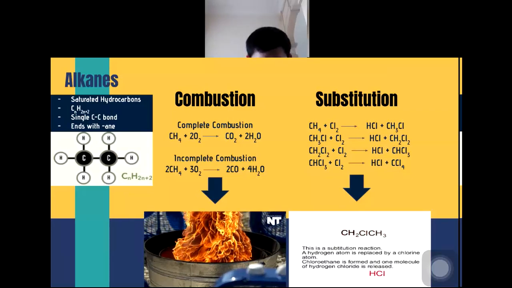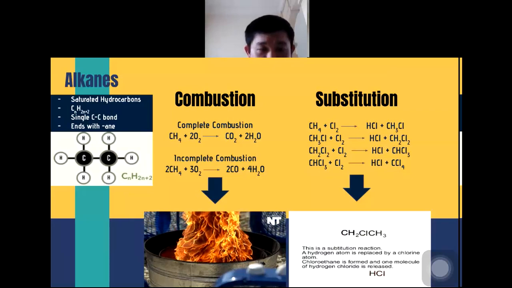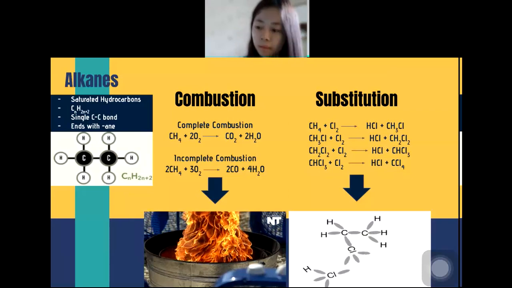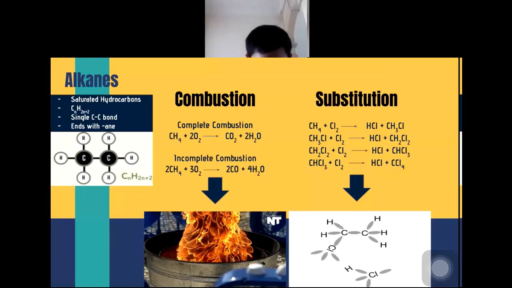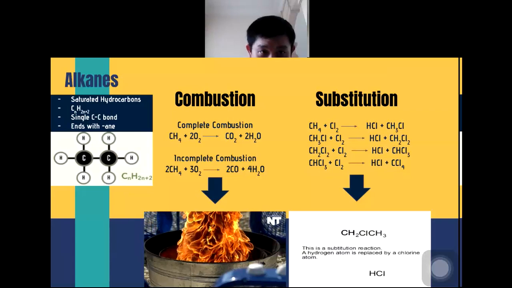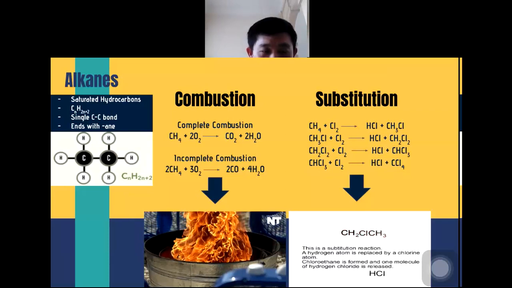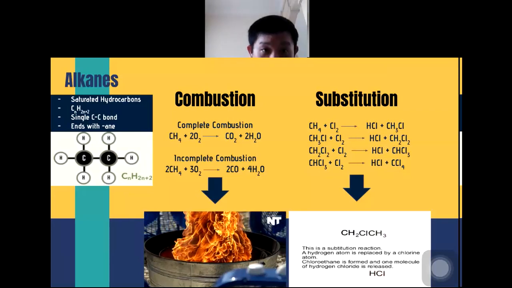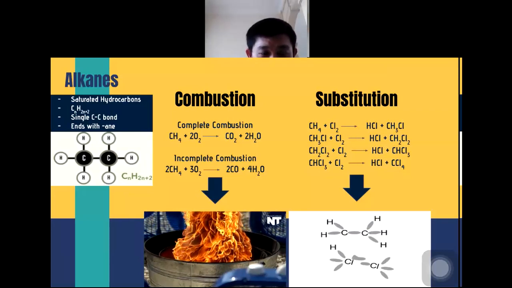How about halogenoalkanes become alkenes? It's known as elimination. Okay, correct. And then alkenes become alcohol. It is called hydration. Alcohol becomes alkenes is called elimination or dehydration. Yes.